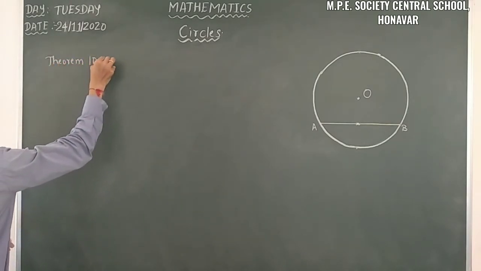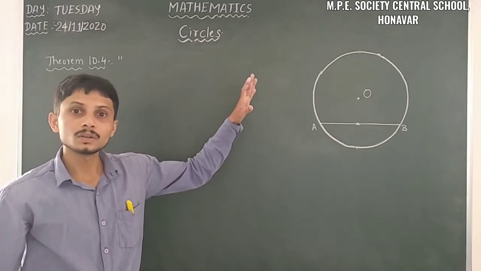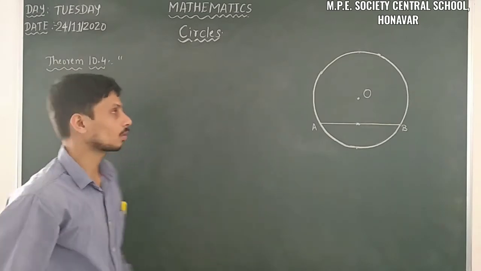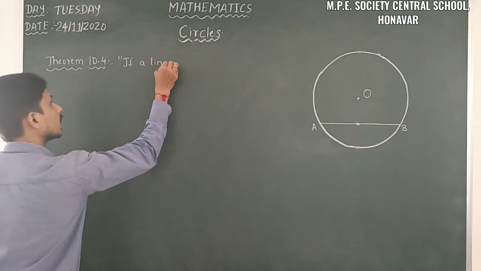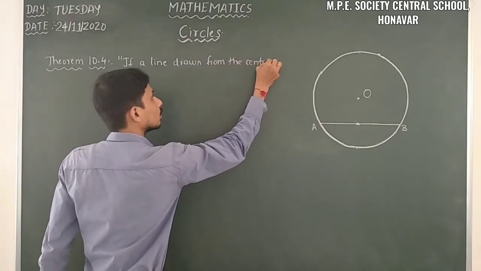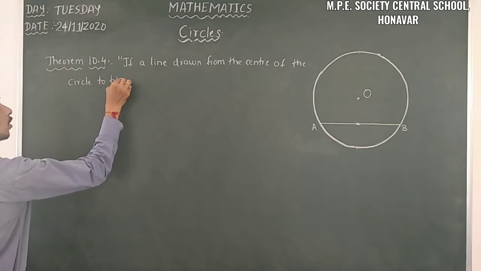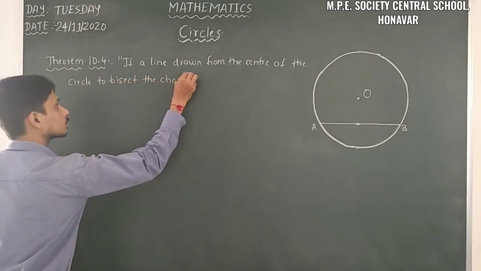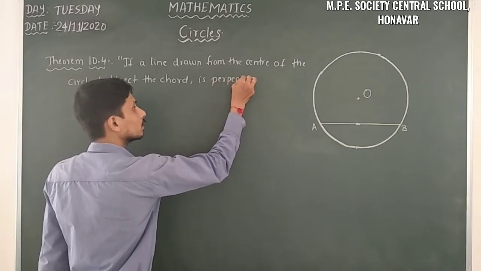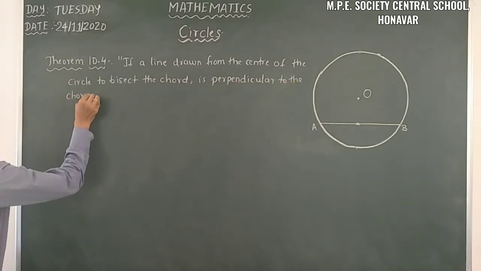Theorem 10.4. If a line drawn from the center of the circle to bisect the chord, then it is perpendicular to the chord. We have to prove that.